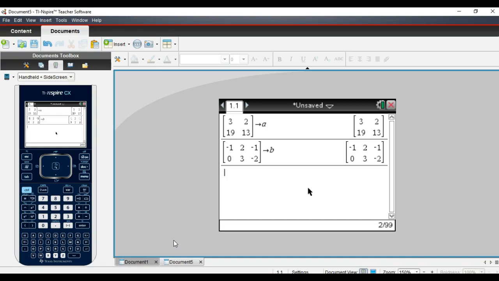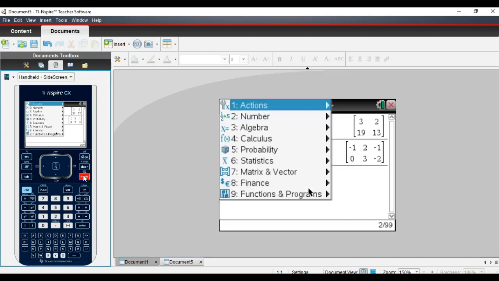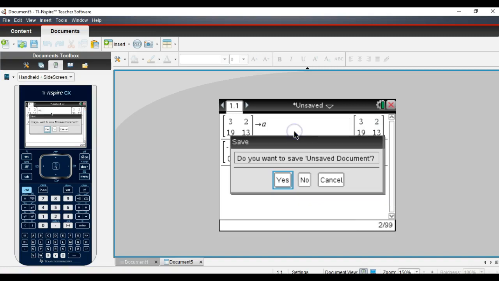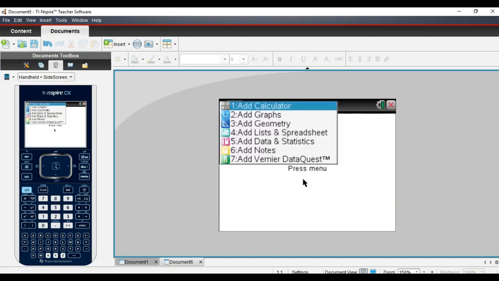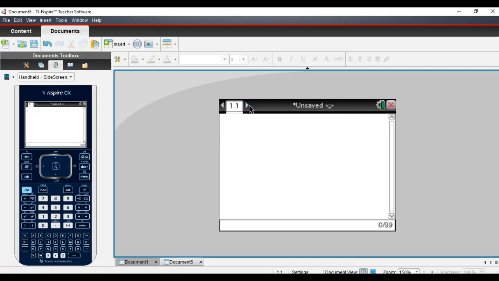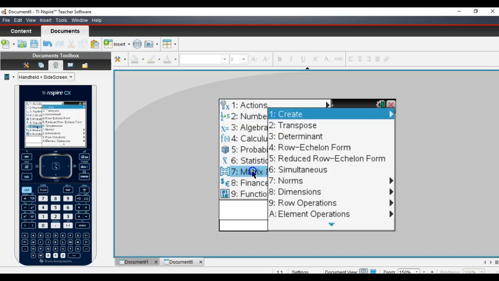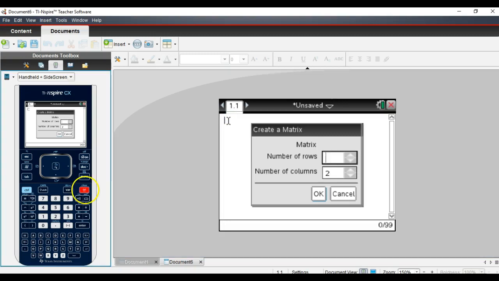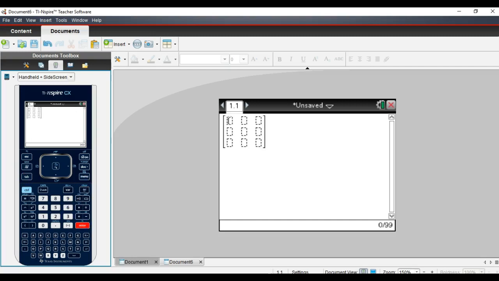In order to do that, let me just create a new document. File, new document, don't save what I have. Let's start all over fresh. That clears all my variables. So menu, matrix and vector, create a matrix. First, matrix A is a 3 by 3 matrix. So 3 by 3. And let's enter this 3 by 3.